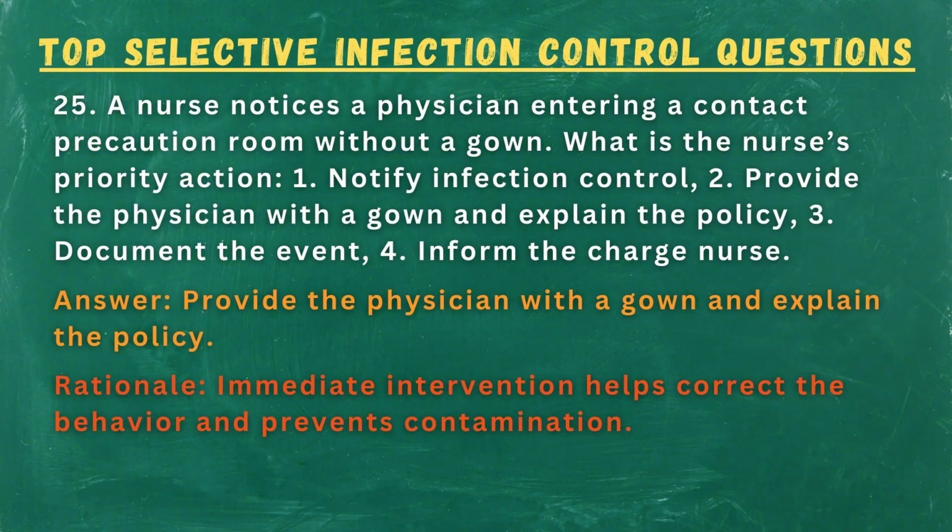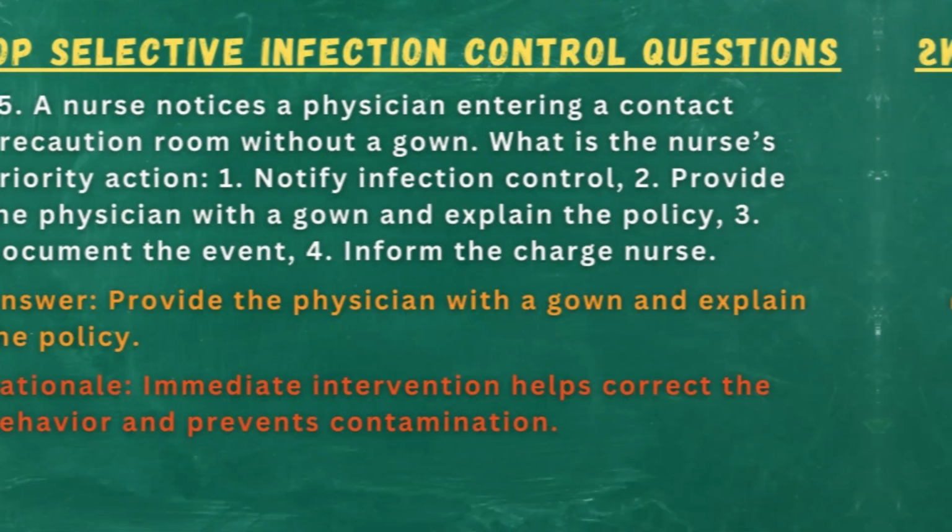25. A nurse notices a physician entering a contact precaution room without a gown. What is the nurse's priority action? 1. Notify infection control. 2. Provide the physician with a gown and explain the policy. 3. Document the event or inform the charge nurse. Answer: provide the physician with a gown and explain the policy. Rationale: immediate intervention helps correct the behavior and prevents contamination.